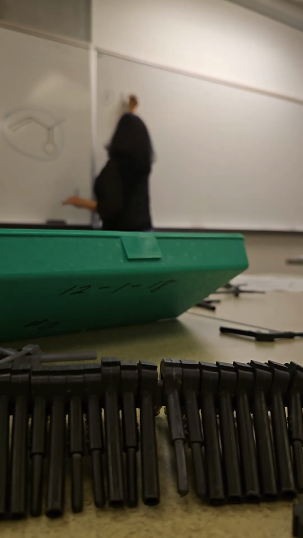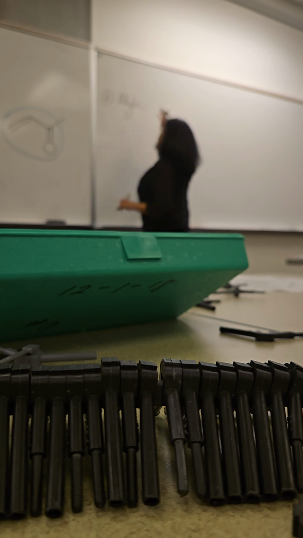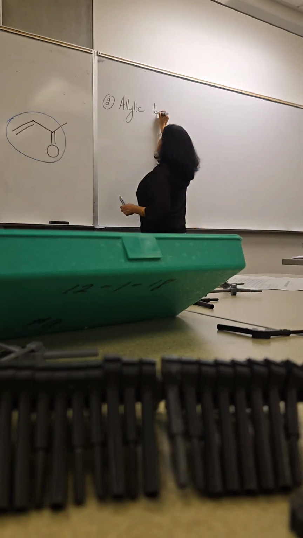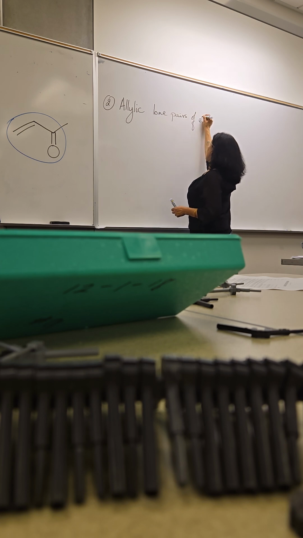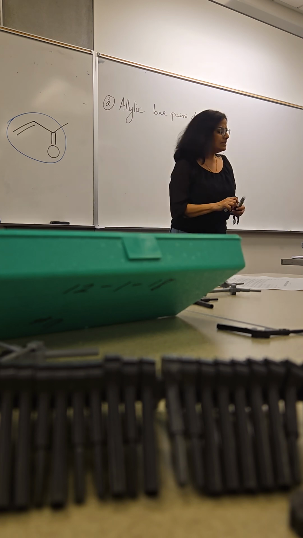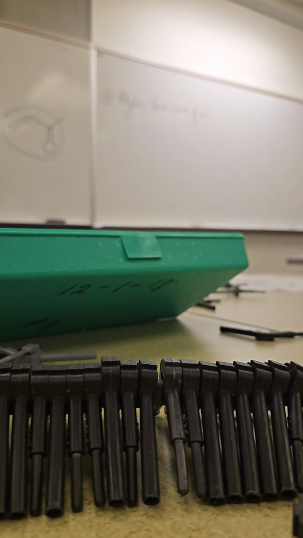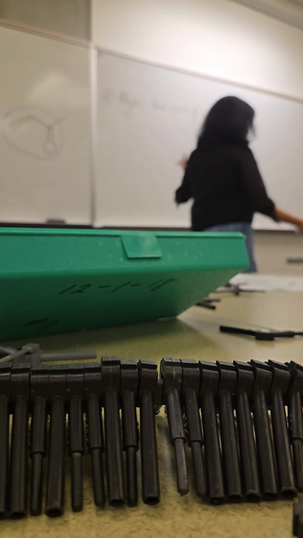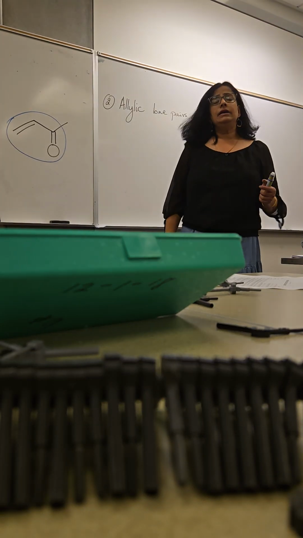When we have allylic lone pairs, and we'll talk about what that means in a second. Okay, so let's understand what allylic means. Then I'll draw a few examples to illustrate that. What does allylic mean?